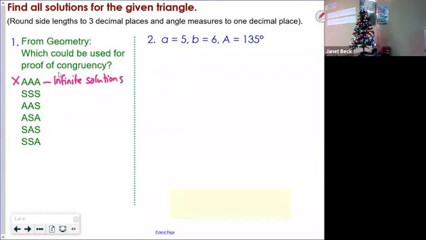If you're given all three sides, there's only one solution possible, so that was a proof of congruency. Okay? Looking at this list, does anybody else know, there's one more on that list that was not a proof of congruency? Anyone know it?